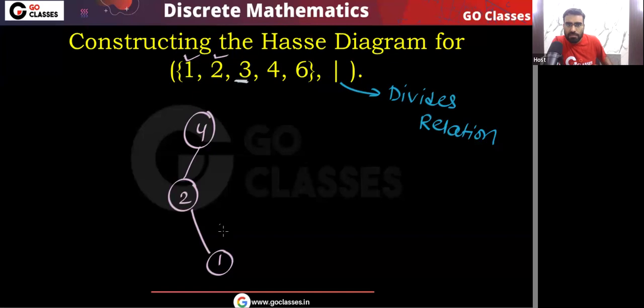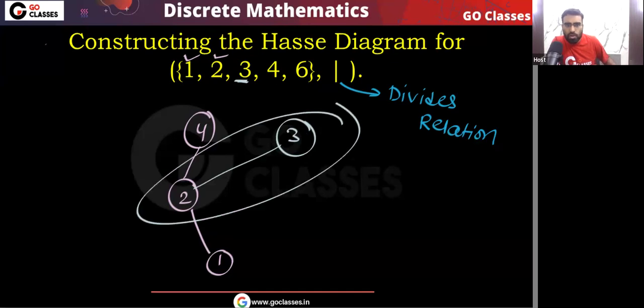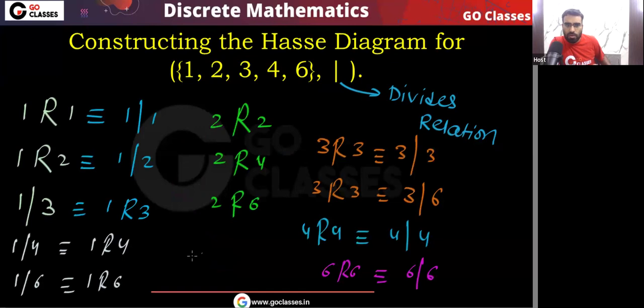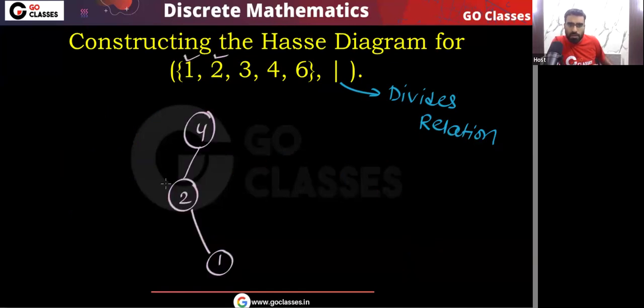Where to put 3? Can I put it like this? No, because remember 2 does not divide 3. You can easily see that 2 is not related to 3. So very simple. But 1 divides 3, so I can put 3 here. Now 3 is done. 4 is done because 2 divides 4. Now where to put 6? Please tell me where to put 6.